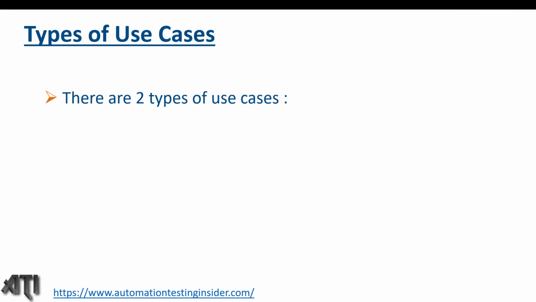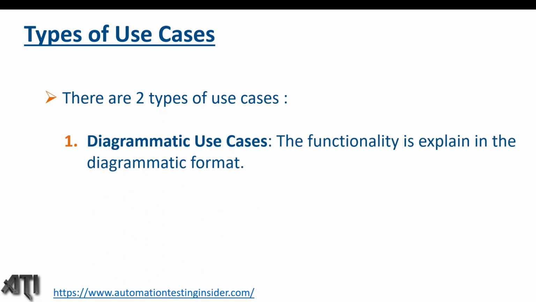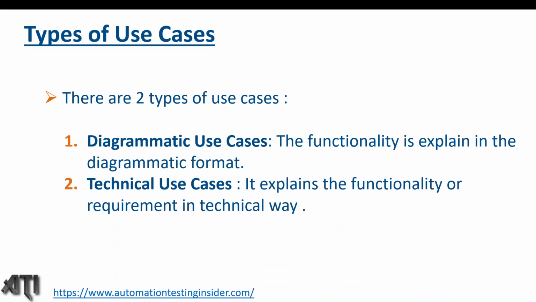So let's talk about the different types of use cases. We have two types: diagrammatic use cases, where the functionality is explained in a diagrammatic format, and technical use cases, which explain the functionality or requirement in a technical way. Let's talk about them in detail.